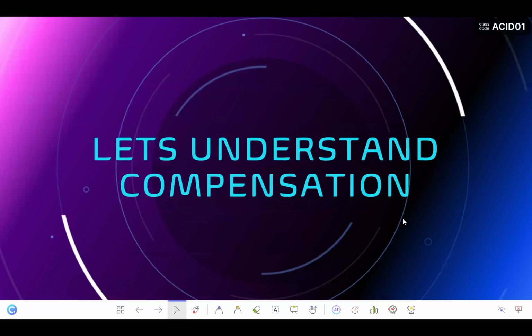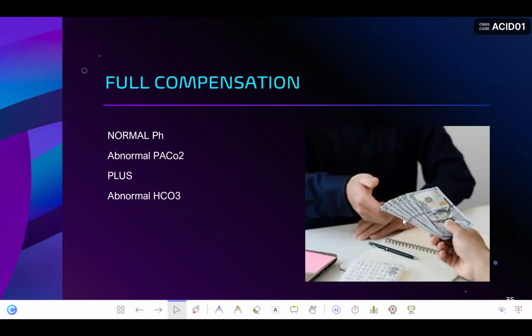So let's understand compensation, starting with full compensation. We've got an ABG value, and we have to have the following: a normal pH, an abnormal PaCO2, plus an abnormal HCO3. What's happening in compensation is that there's an imbalance in the pH, and both the bicarb and the carbon dioxide are working together to compensate and correct the pH. This is known as full compensation.